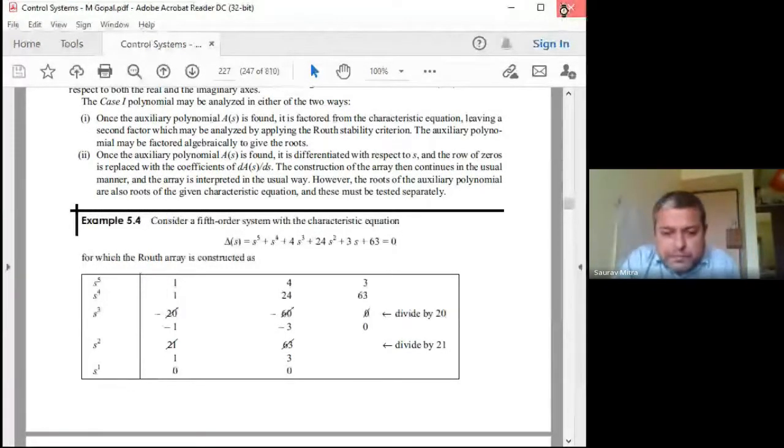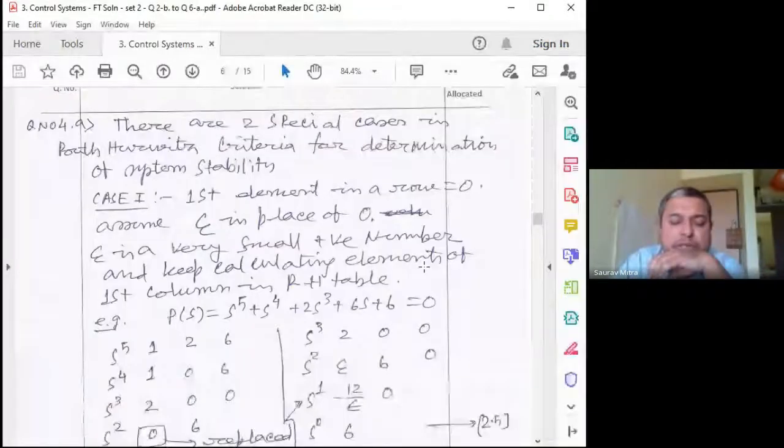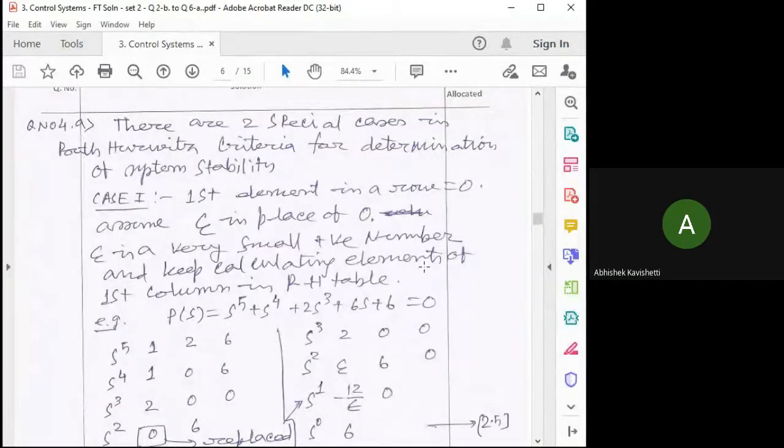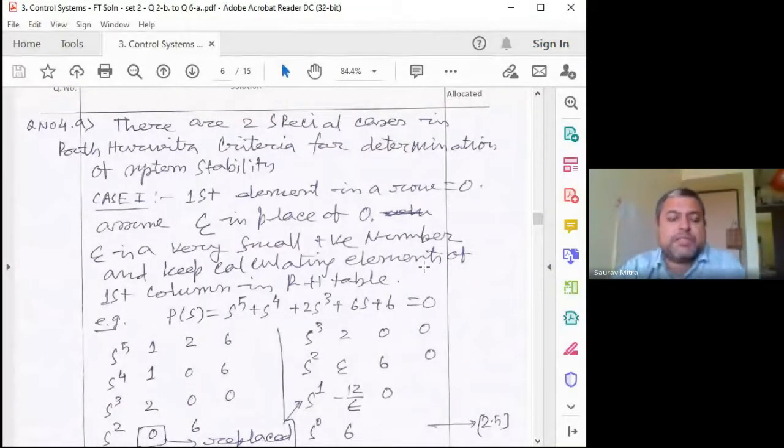Let me launch my numerical. Yes, sir. Okay, so it is written there are 2 special cases. If you solve it by numerical, it will be easier for you. You can find out the theory from the book of M. Gopal, page number 244 or 222, whatever it was.